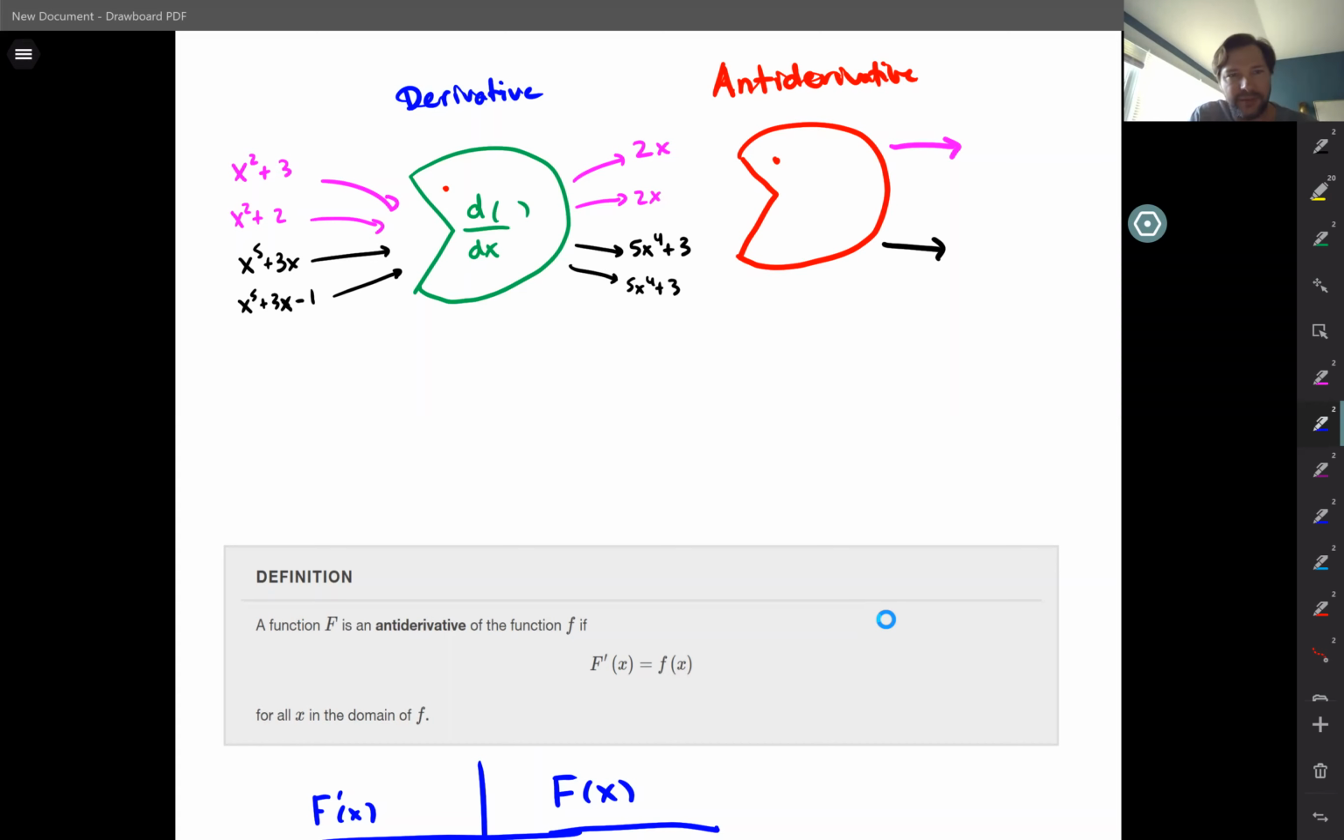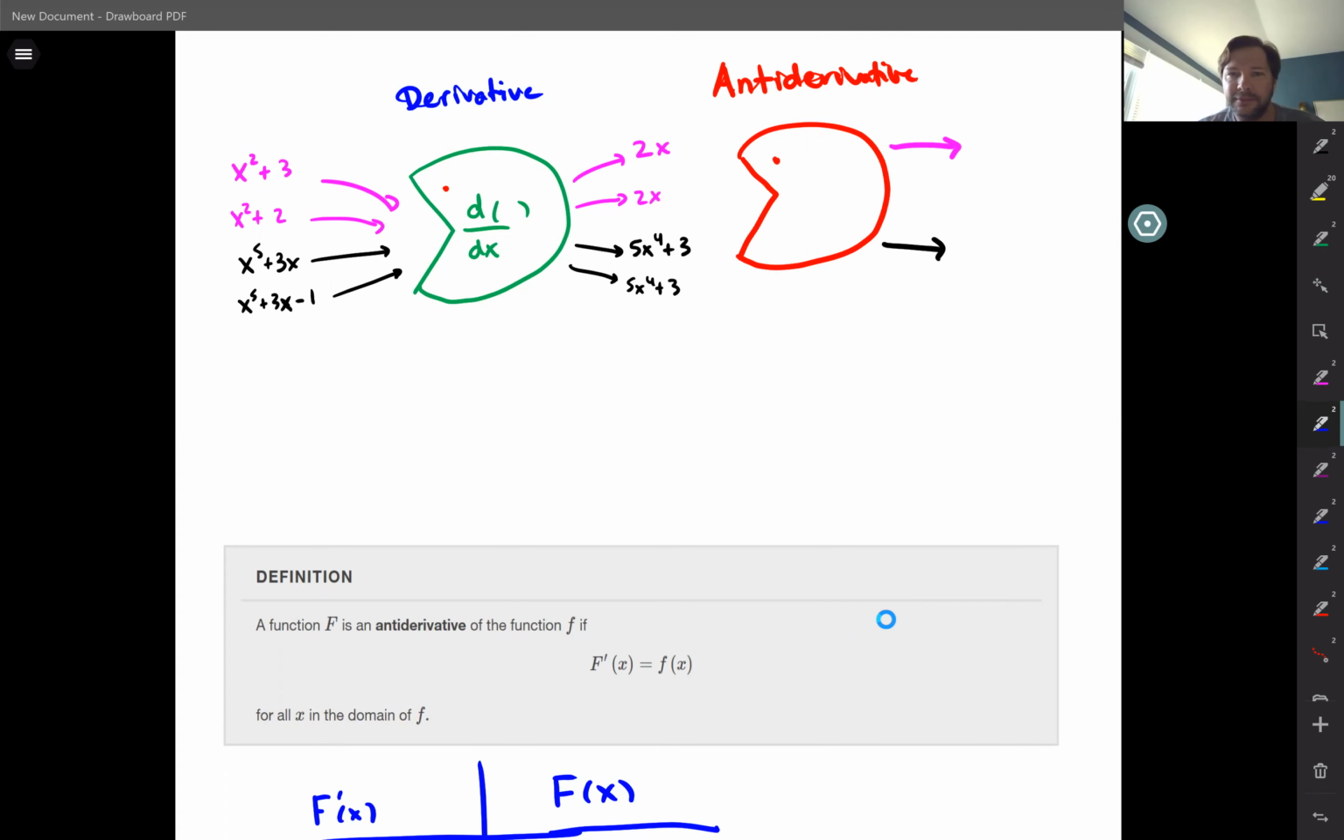If I ask you what's the derivative of x squared plus 3, we feed it to that green monster there, and we get 2x. Same thing for x squared plus 2. If I feed it to that green monster, he's going to bring the power out front, make that a 2x. And of course, the derivative of a constant is 0, so we don't see it when we're done. Same thing for those two black functions, x to the 5th plus 3x and x to the 5th plus 3x minus 1. You take the derivative of those and you get 5x to the 4th plus 3.